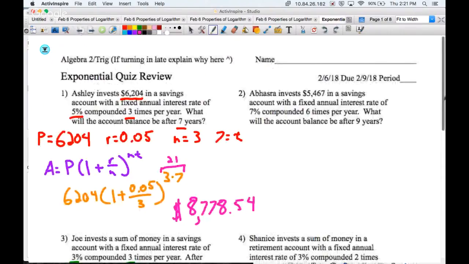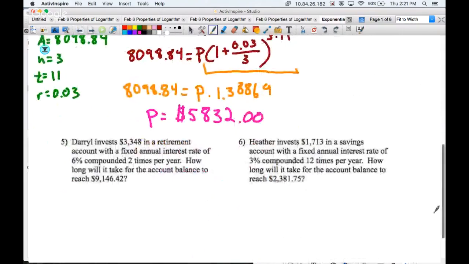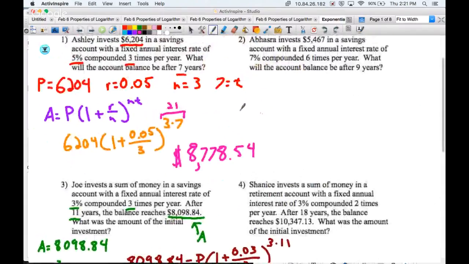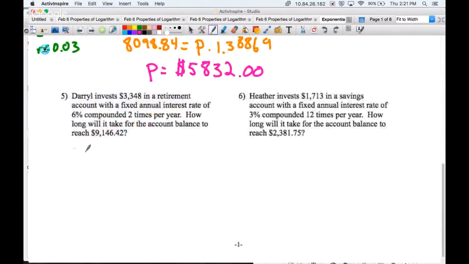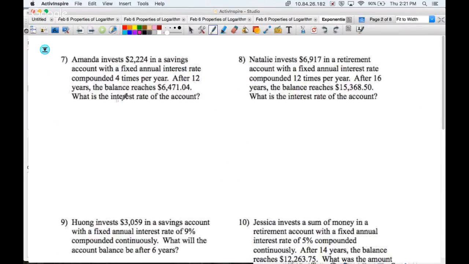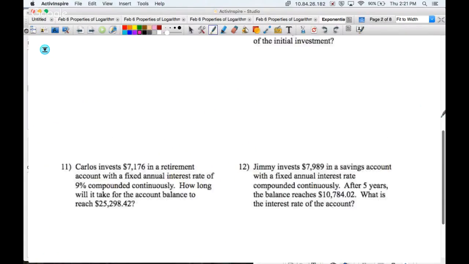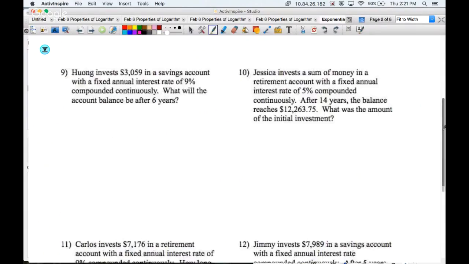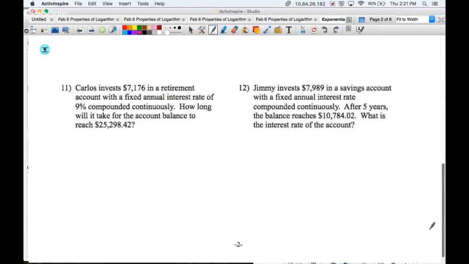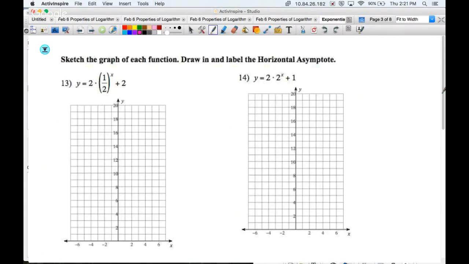All right, so those are the types of interest problems you're likely to see where we're solving for either final amount or initial amount. I'll double back and do some of these other ones where we're solving for time, where we're solving for interest rate, and where we're solving for, well, this one's time again, but with continuous interest. We'll talk about that one.